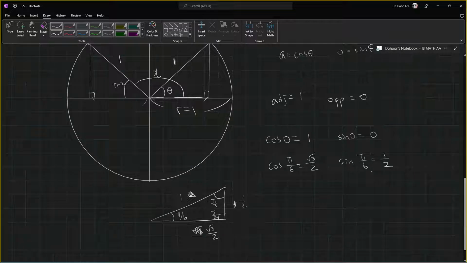You may pause the video for a second right now to try some extra ones on your own. Something like pi over 4, pi over 3, and pi over 2.